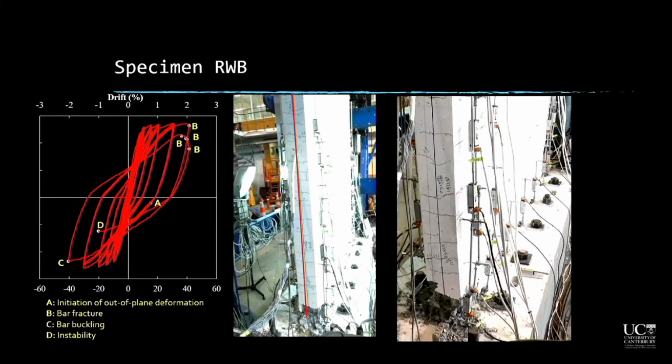So as I said, this type of instability is categorized as a local type of instability, which was actually generated by an interaction between the out-of-plane deformation and the other modes of failure, such as bar buckling, bar fracture, and concrete crushing.